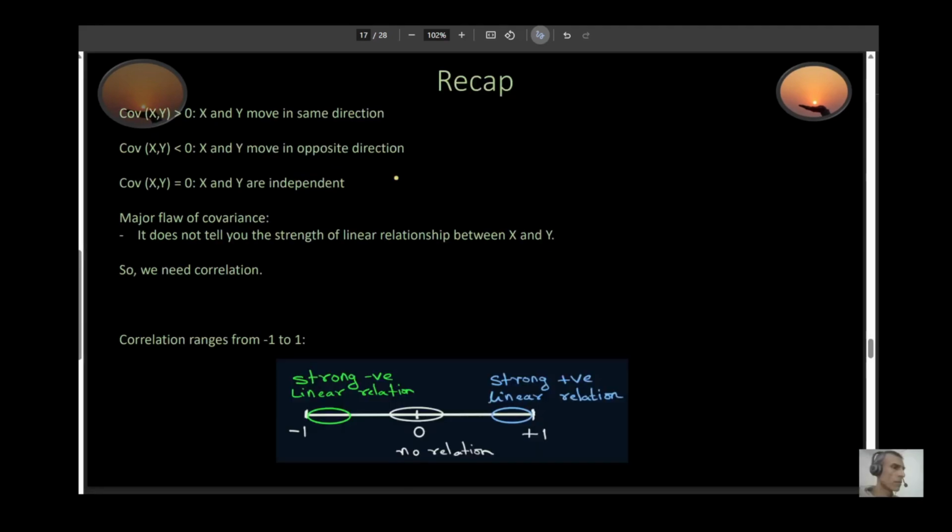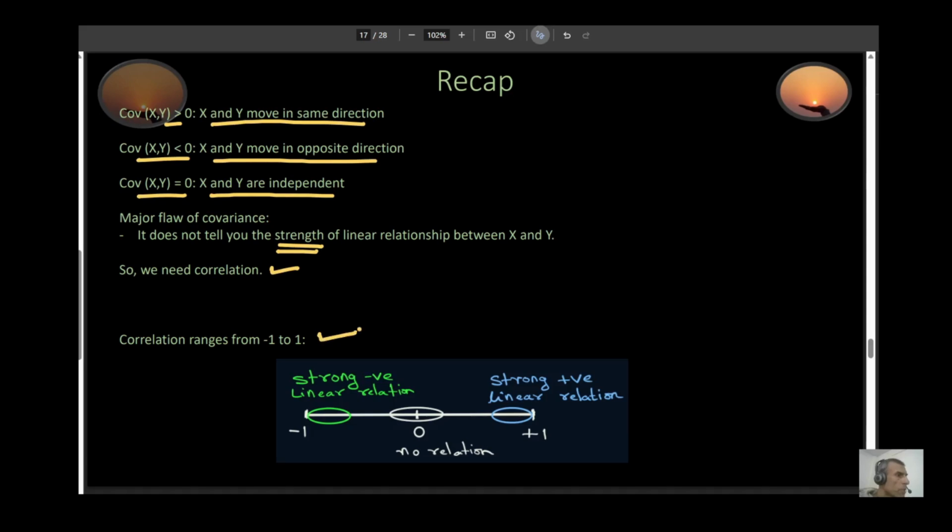So to recap, your covariance, if it's positive, it tells you that x and y are moving in the same direction. If it's negative, it tells you that they are moving in the opposite direction. If your covariance is 0 or close to 0, it tells you x and y are independent. And the major flaw of your covariance is this: it does not tell you the strength of linear relationship. All it tells you is the direction. That's why we need correlation. Correlation ranges from -1 to +1, and this is a little pictorial diagram to help you understand.